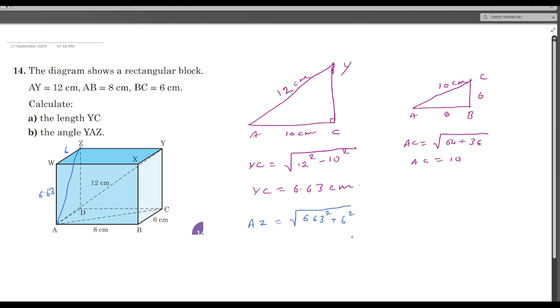Okay, so 6.63 square, the answer is already in my calculator. I will use that. So it is 44. 44 plus 6 square is 36. Result is 80. So your AZ is square root of 80. Now AZ is not the length which I need to find out. I need to find out angle YAZ.